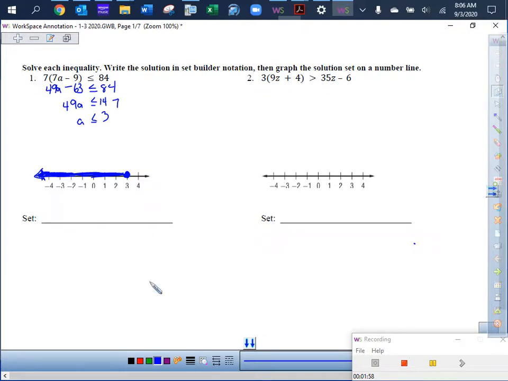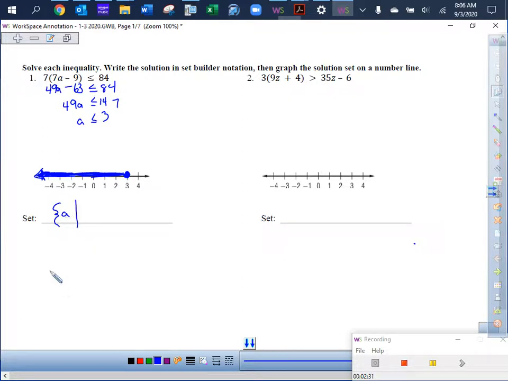They are going to ask us to write our solutions in set notation, and we'll learn about interval notation on the back side. But set notation is weird. That's a crazy math symbol. So we'll put the set bracket. And it's the set of all, whatever variable you're using. So in this case, we're using the letter A. Set of all A's such that.